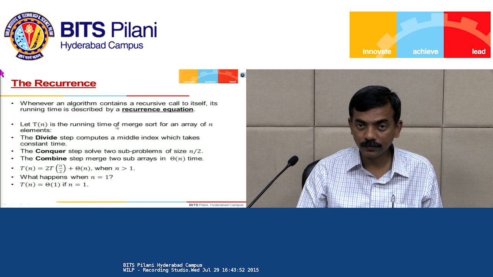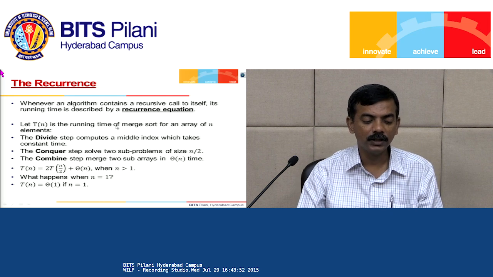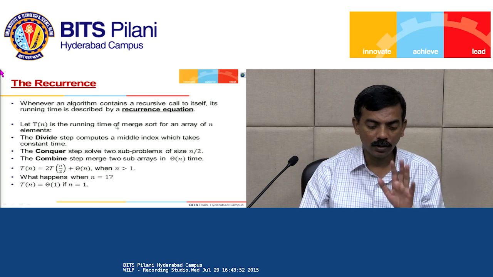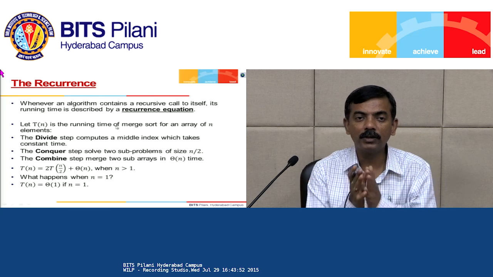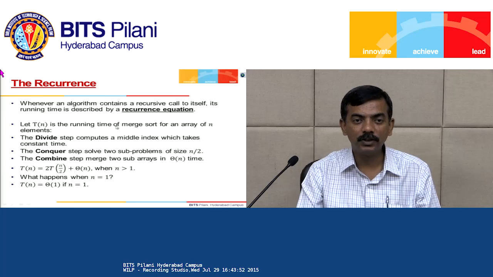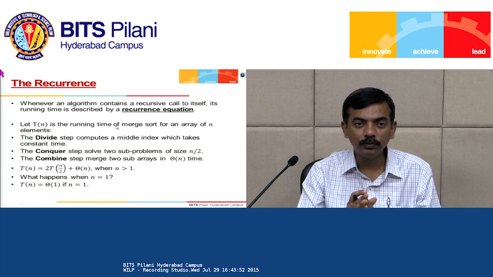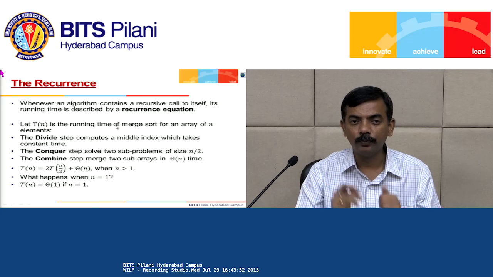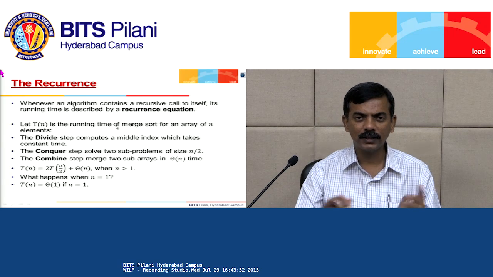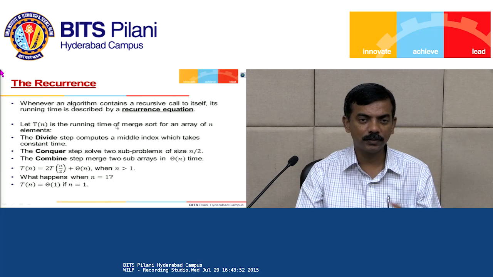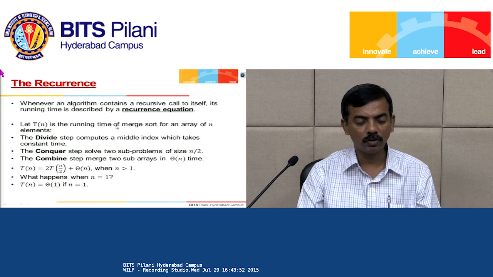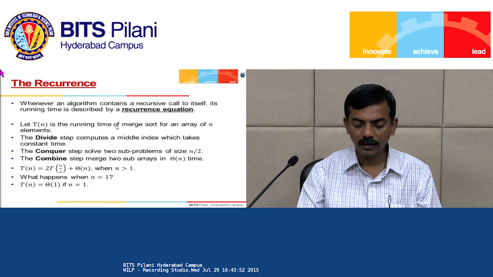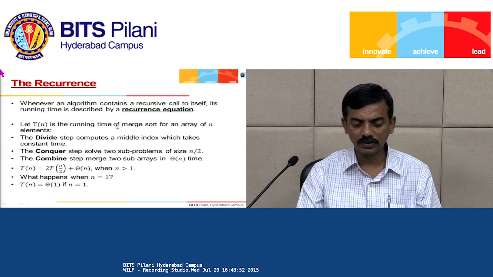There are 3 steps in a divide and conquer strategy. Even merge sort has 3 steps. First is divide. How much time is taken to compute divide? Division in merge sort is nothing but computing the middle index Q, which is (P plus R) divided by 2. How much time does that take? It's a constant time operation. There is an addition and a division, those are constant time operations. So the divide step computes the middle index in constant time.